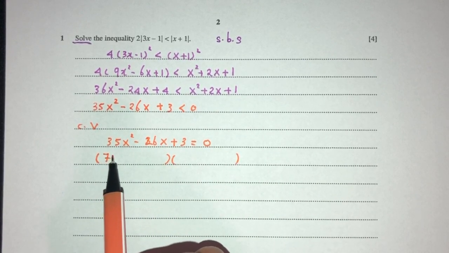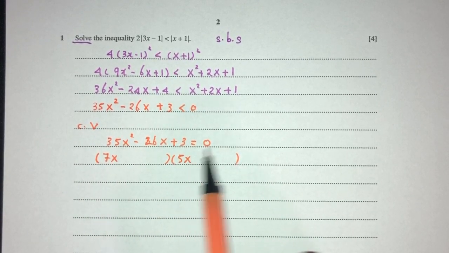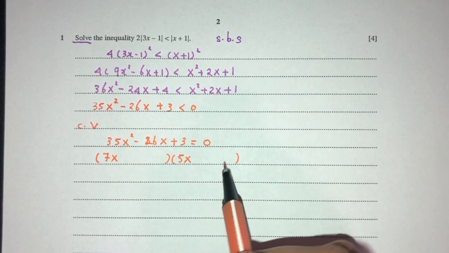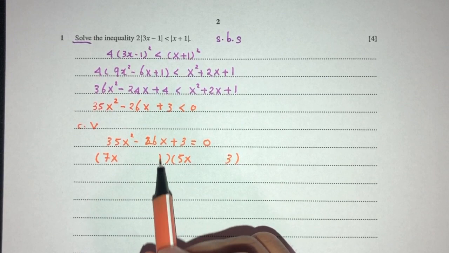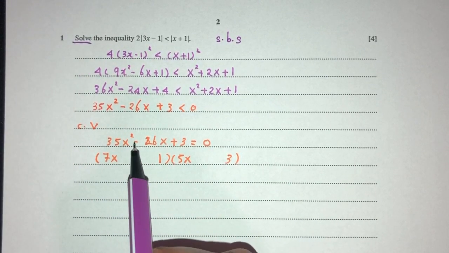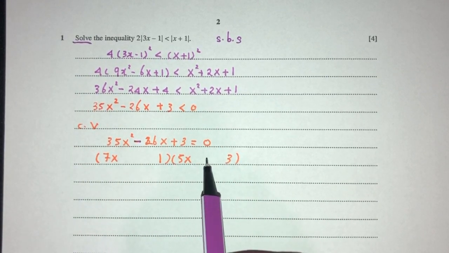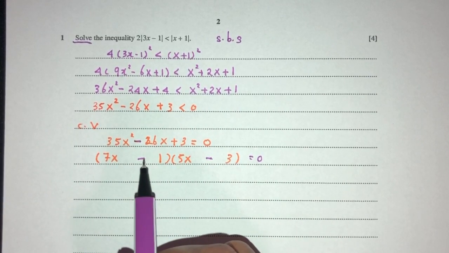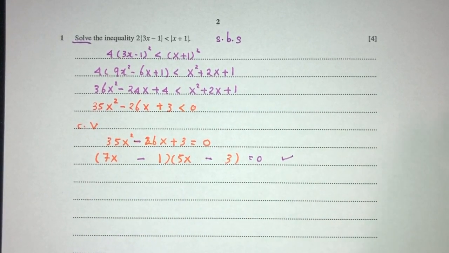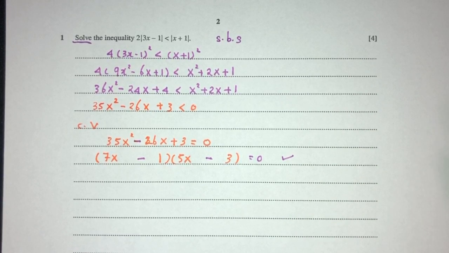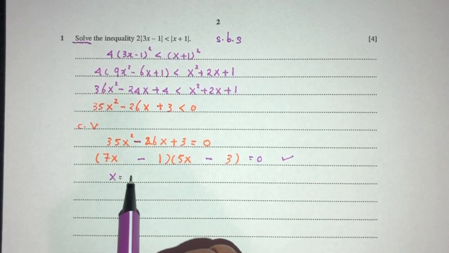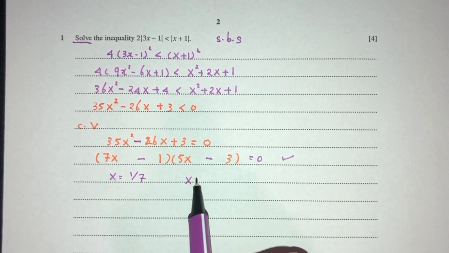35 is 7x times 5x. Now 3 is what? 3 is 3 times 1. Now to get the value of minus 26, I will try to have minus 21 and minus 5. So minus times minus is plus, so this is a good factorization. Again, if you don't know how to factorize, always go back to using the formula to find the values of x in this case. x will be the value of 1 over 7. x will be the value of 3 over 5.